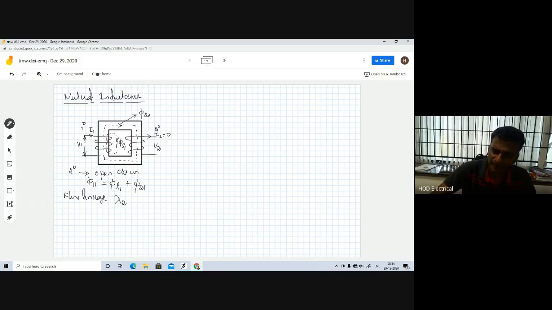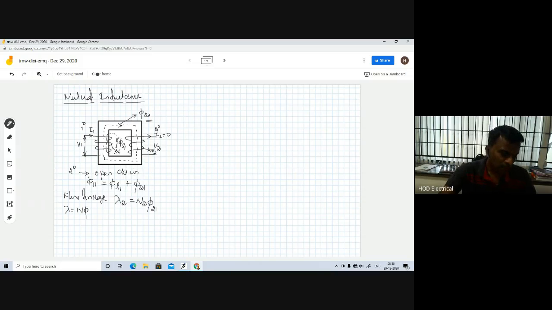Lambda 2 in the secondary winding is nothing but the number of turns in the secondary winding, N2, times the flux. Assume the number of turns in the primary winding is N1. Already the secondary side is open. Normally, flux linkage lambda is N into phi, so the flux linkage is the number of turns in the secondary winding, N2, into the flux linking the secondary winding, phi 21. So we can write it as N2 phi 21.